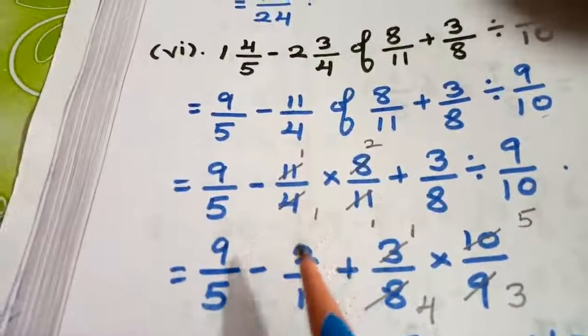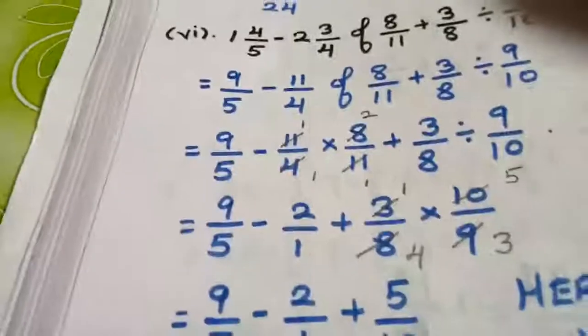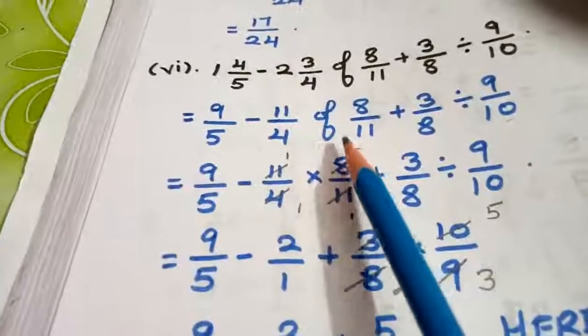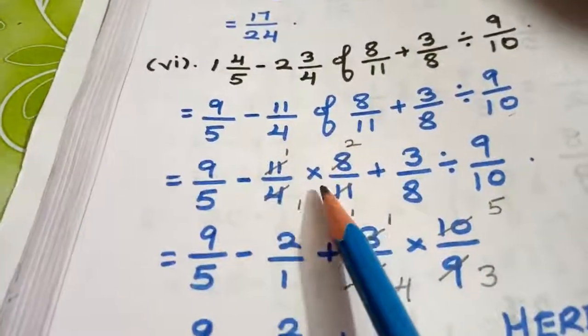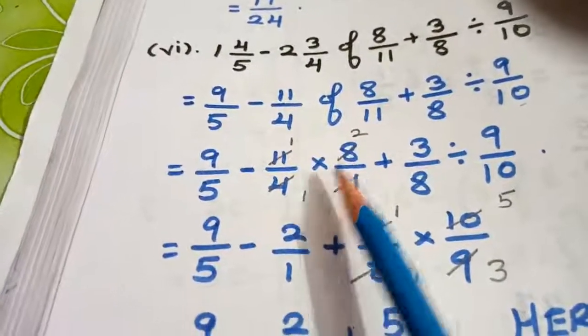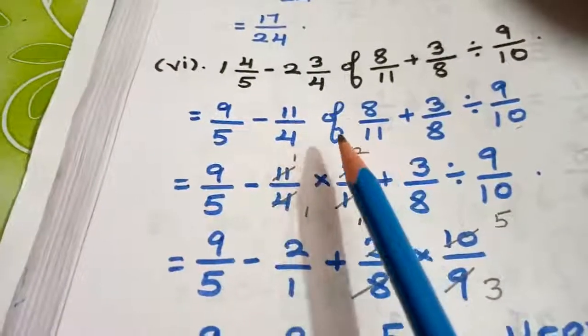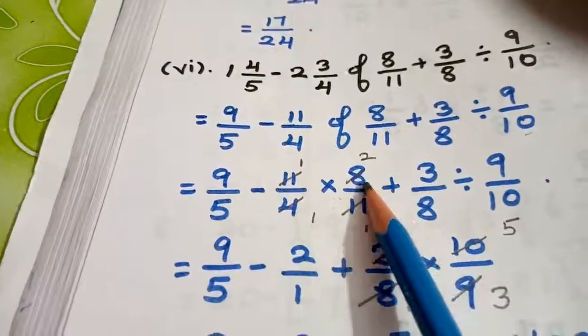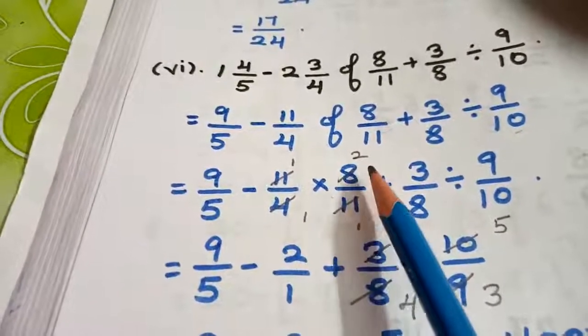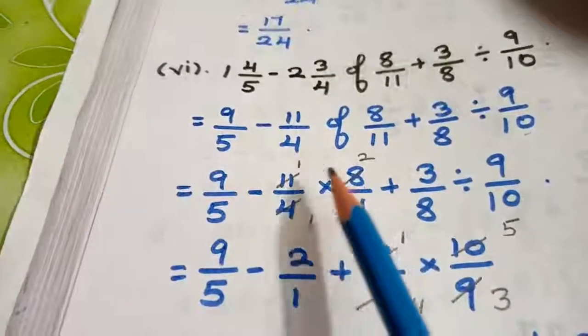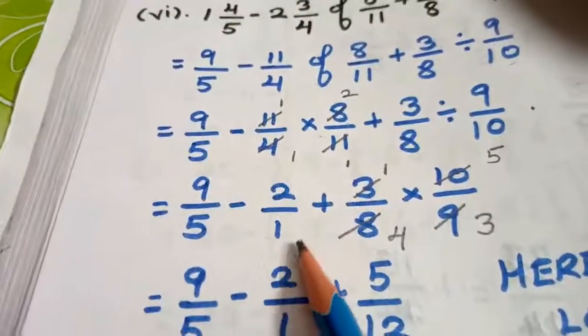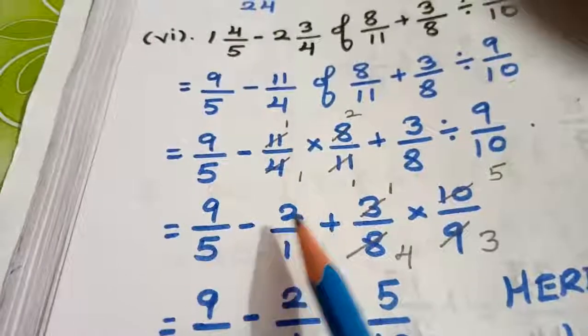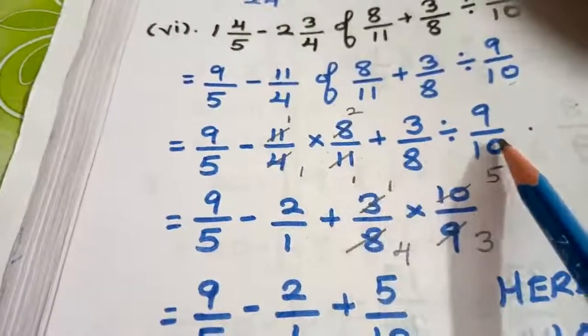What I am doing here is, please understand, bracket off we are going to convert into multiplication. That means the meaning of off is multiplication. So that is why I am simplifying this value first. We are giving first preference to off. After simplifying, I am going to get the value as 2 by 1. So 9 by 5 minus 2 by 1 plus the remaining value.